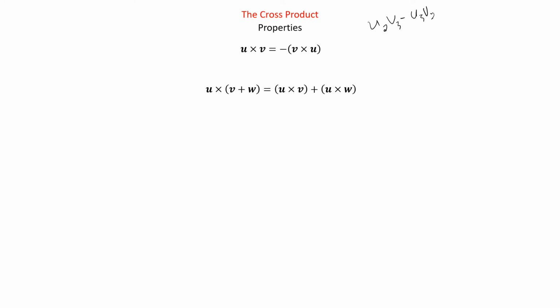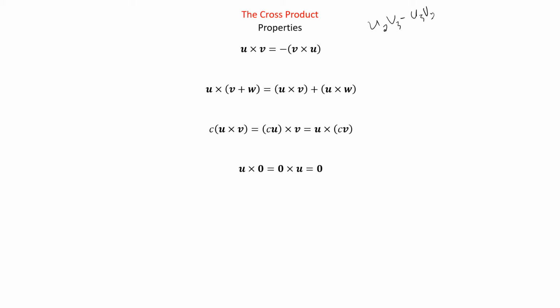It's distributive through addition. So u cross, if we have v plus w, we can do the cross product of each of them separately, and then add those two together, which is convenient if we have a variable in there. If we have a constant times the cross product, we could multiply that constant to either of the two vectors, not both of them. We could multiply it to either of them and then do the cross product.